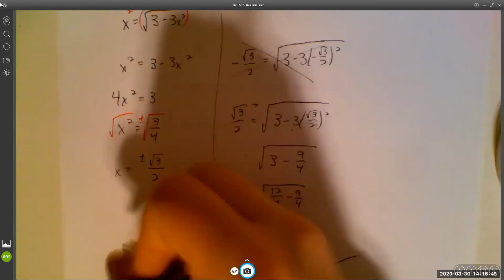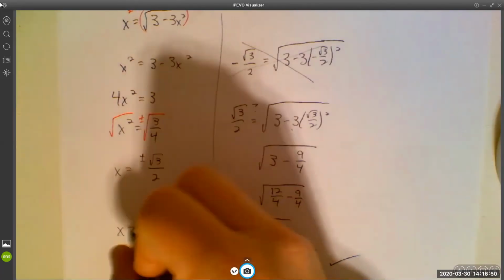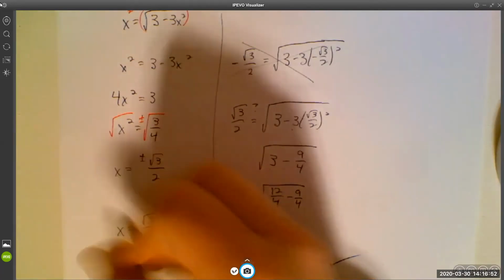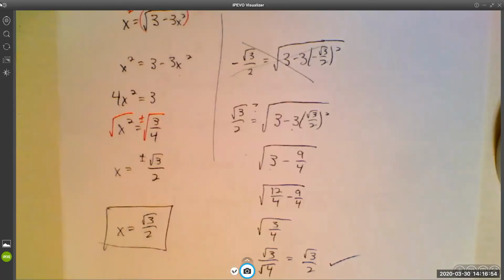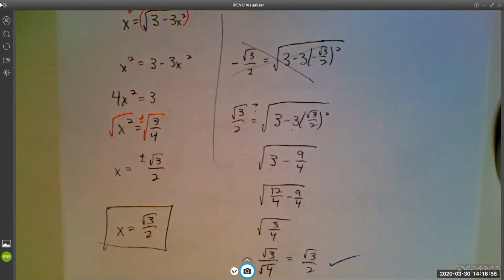And there you have it, right? So our solution, our one and only solution, x equals root 3 over 2. Okay. And that's it for that one.